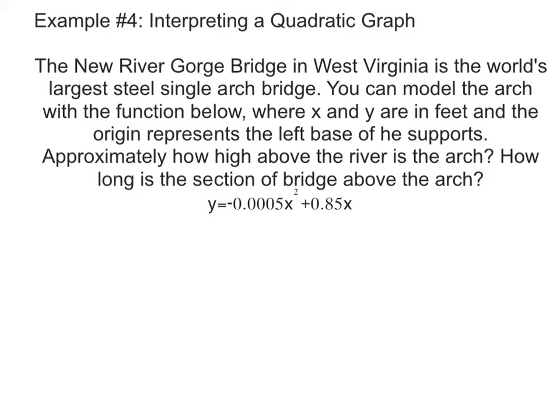In example 4, we're interpreting a quadratic graph. It says the New River Gorge Bridge in West Virginia is the world's largest steel arch bridge. You can model the arch with the function below, where x and y are in feet, and the origin represents the left base of the supports. Approximately how high above the river is the arch? How long is the section of the bridge above the arch? We're going to answer those two questions on the next page.